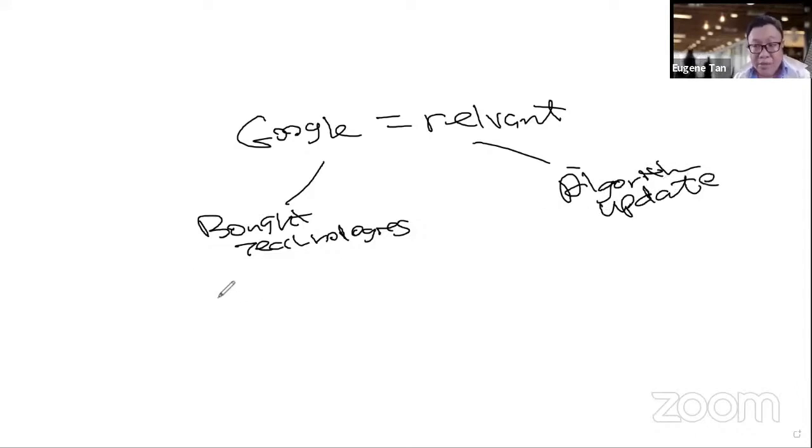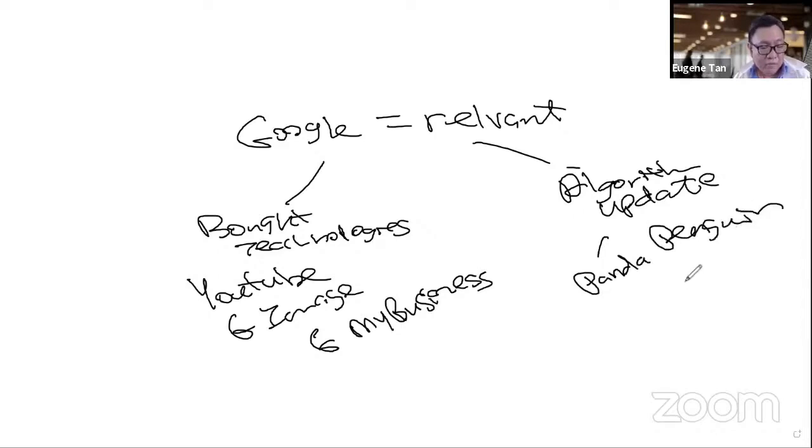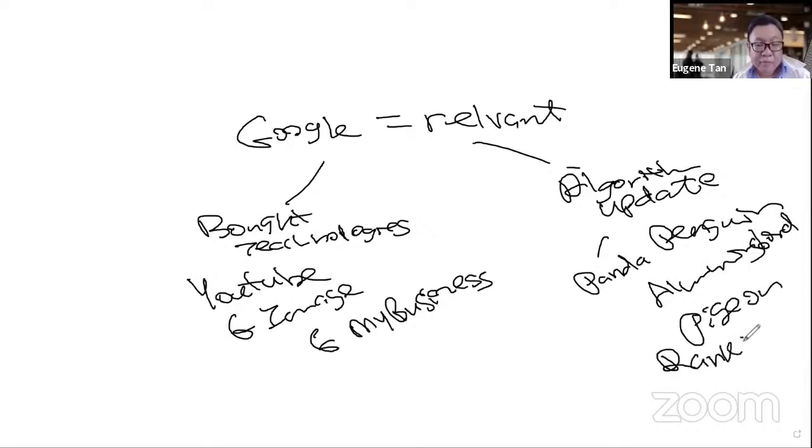The technologies that they bought, these are some of the key things, right? If you want your business to rank, these are some of the key technologies that you need to be on: YouTube, Google Image, and Google My Business. And you know, the algorithm updates: there's Panda, Penguin, Hummingbird, Pigeon, and RankBrain, right?